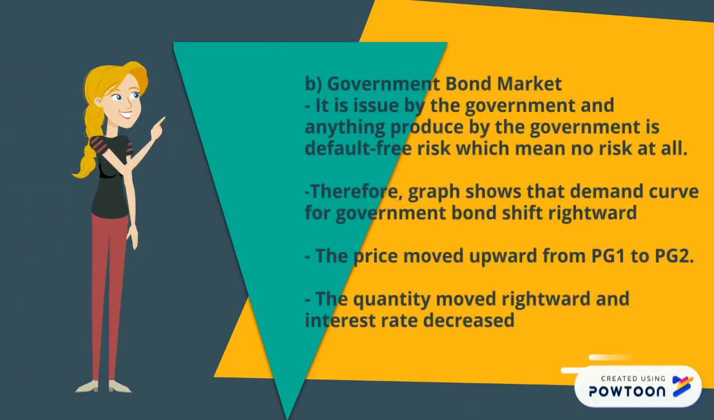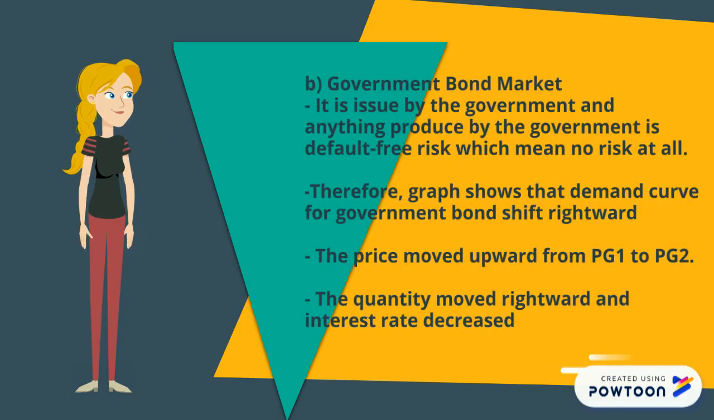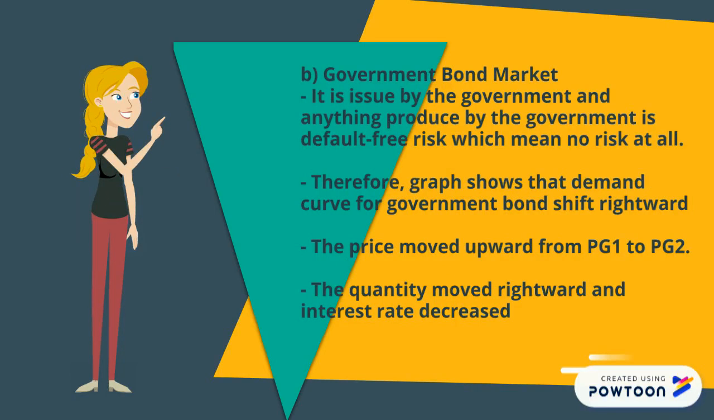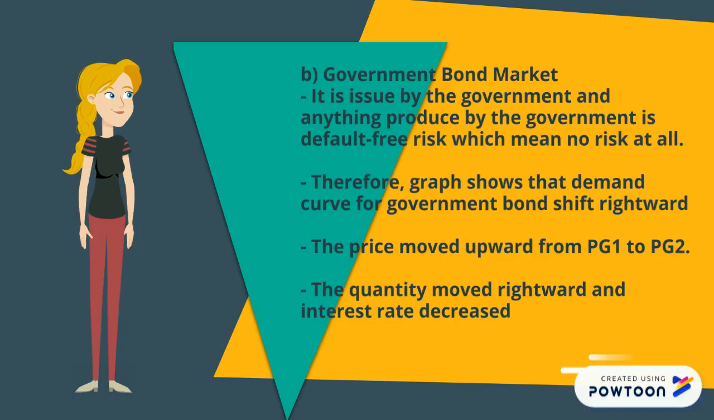Next, we move to the government bond market. Government bonds are issued by the government and anything produced by the government is default-free, which means no risk at all. So for example, if you buy a government bond for 3 years and after the maturity has come, the government will repay your money together with the dividend. Therefore, the graph shows that the demand curve for government bonds shifts rightward and the price moves upward from PG1 to PG2 and the quantity moves rightward and the interest rate decreases.